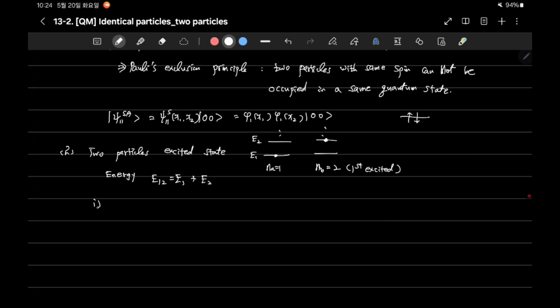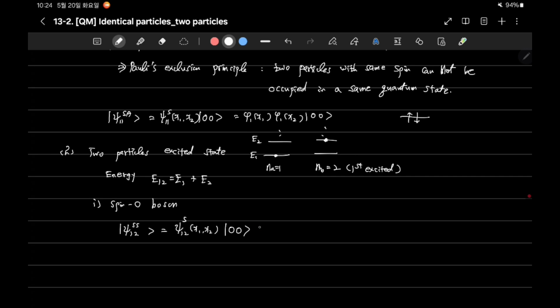So here, in the spin zero boson case, we already know that the total wave function for 1, 2 is a symmetric wave function. So the spin part is 0, 0. It is a symmetric spin state. So the spatial wave function should be symmetric, and psi(1,2), with x1 and x2, should be symmetric.